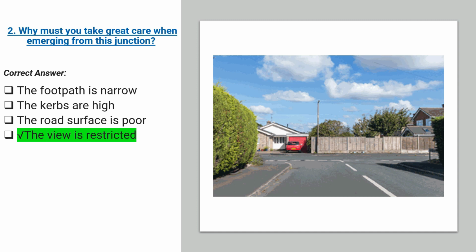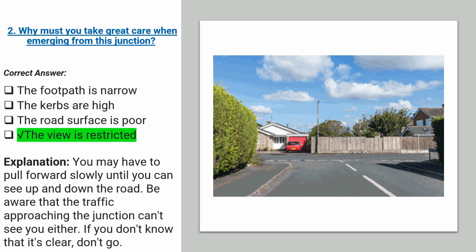Explanation: you may have to pull forward slowly until you can see up and down the road. Be aware that the traffic approaching the junction can't see you either. If you don't know that it's clear, don't go.